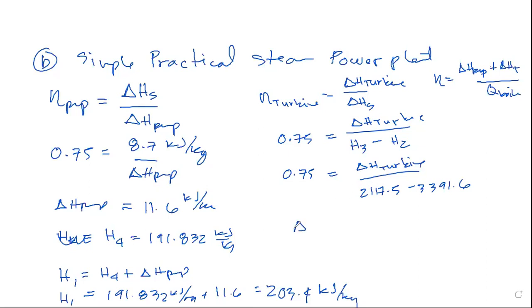So, ang mangyayari dito is delta H turbine is 0.75 times 2117 minus 3391.6. So, you have negative. Yun lang problema dito, negative to. Negative 955.6. Yan. So, ito yung sa substitute nyo doon. Ito yung sa pump. Ito yung sa turbine.